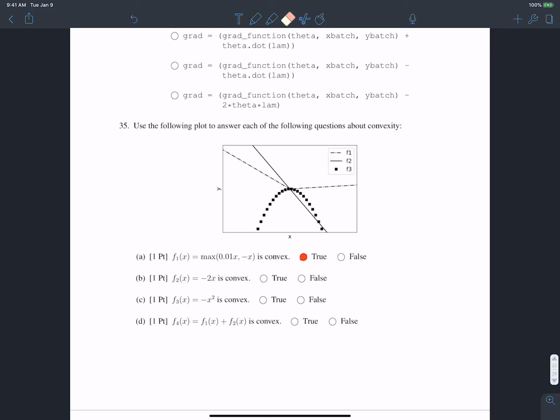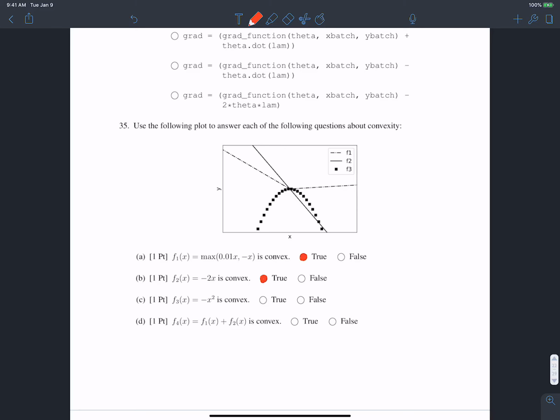2 is f2 of x is equal to negative 2x. Is that convex? Yes, because all lines of the form y equals mx plus b are convex, because if you pick any 2 points on the line, it will be on or above the function. And specifically in this case, it will be on the function. So that is true.